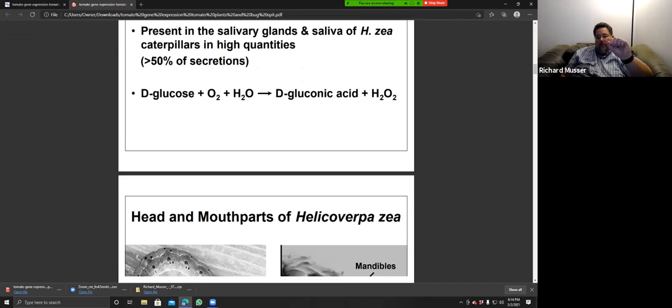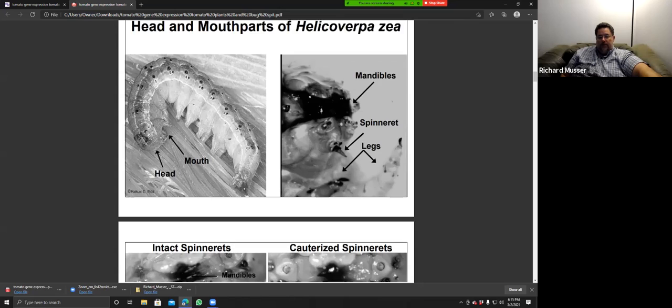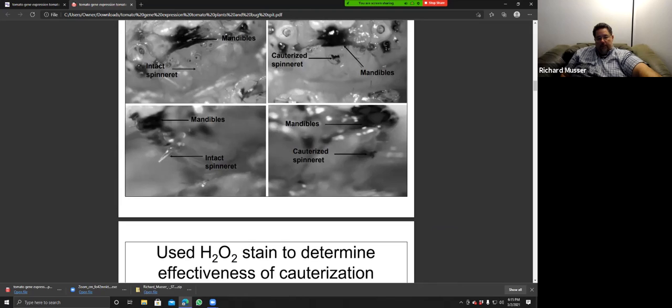As you know, I've prevented this caterpillar from secreting saliva by utilizing a cauterization technique to burn the spinneret, or I use a surgery to remove the labial glands. Here's the cauterization. You can see the nice cone-shaped, intact spinneret. Then I use a hot needle and just push against it, mangling up the spinneret and essentially blocking the hole so it doesn't secrete labial saliva from it.